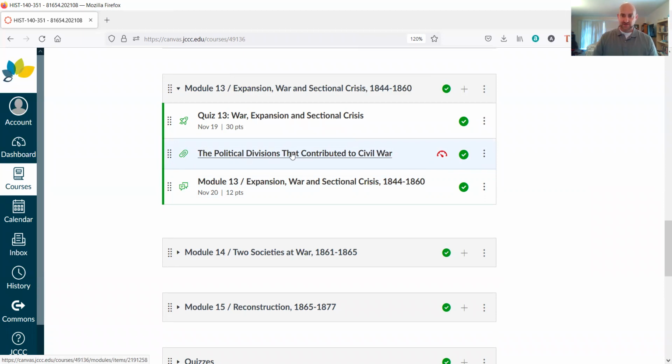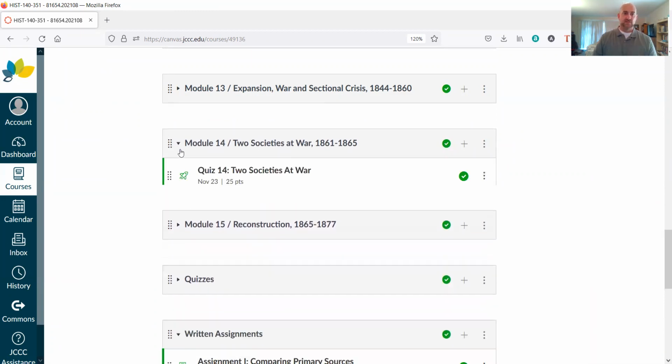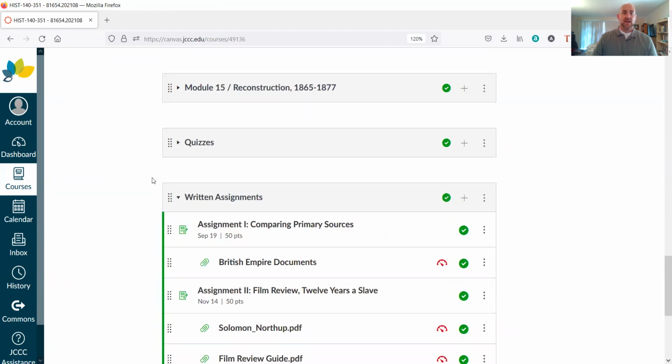It's on the political divisions that he says contributed to the Civil War. Kids usually like this one. It's kind of interesting. It's pretty easy to read, and makes an interesting argument. So that's an addition there. And for the last two weeks, you'll do a section on the Civil War and then on Reconstruction.